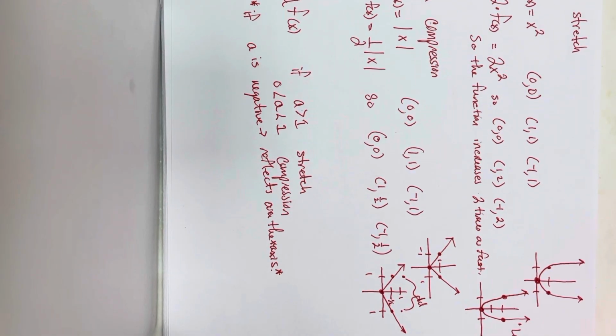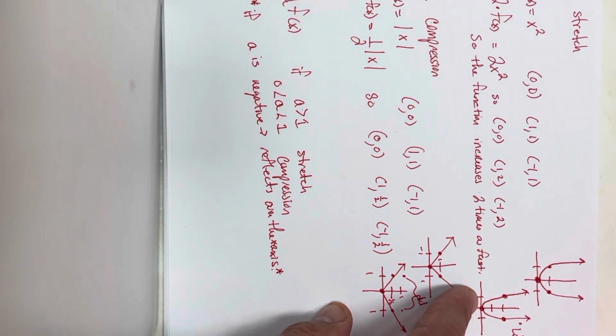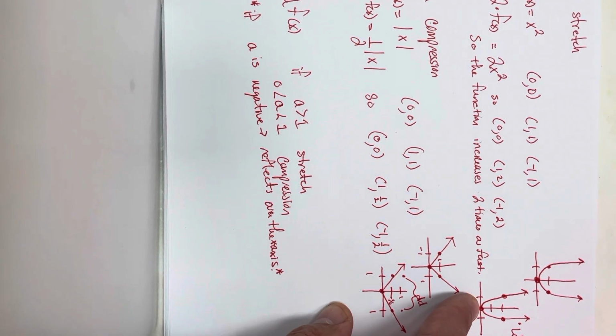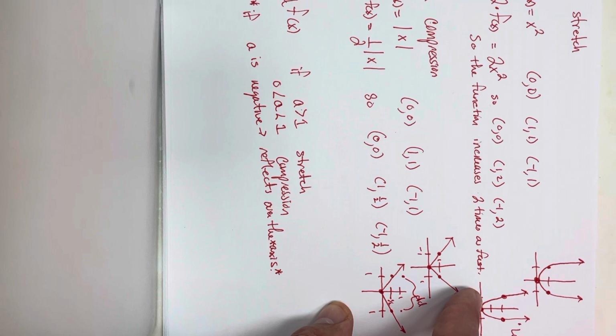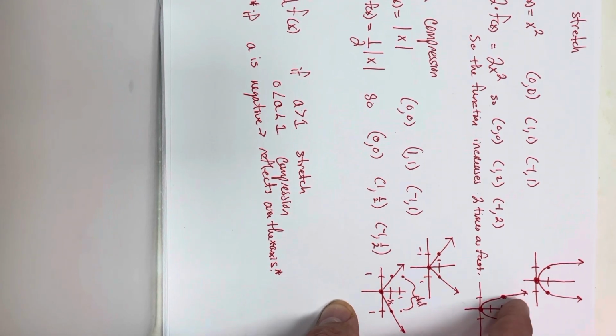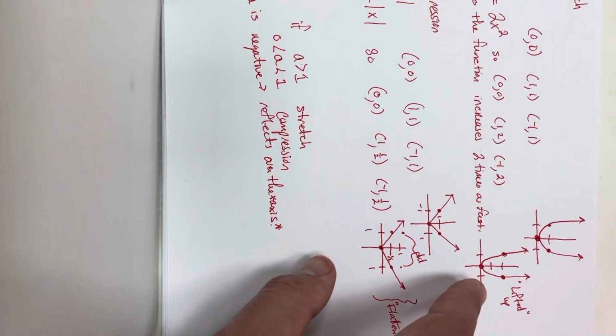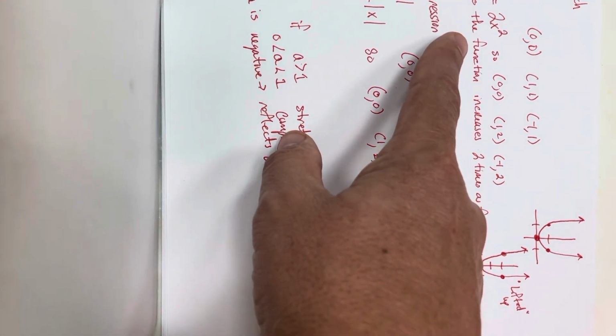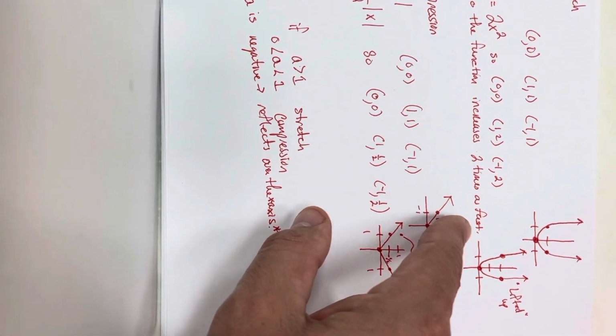And if you look at the graph, (0, 0) is still on it, but now it's (1, 2) and (-1, 2). So the graph is being lifted up twice as fast. The function is increasing 2 times as fast.